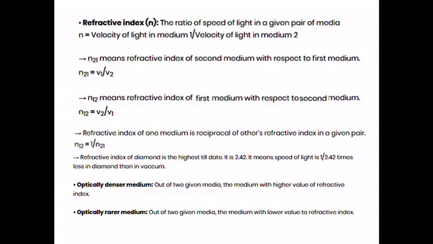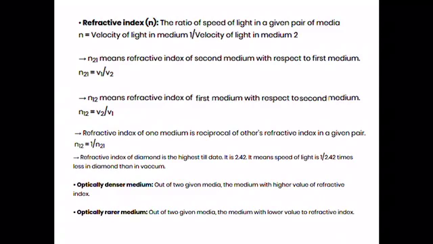We have two different mediums. One is denser, second is rarer. In denser medium, the speed of light is less. In rarer medium, the speed of light is more. The speed of light is less in denser medium, that means it has a higher value of refractive index, because if you see the formula of refractive index, the velocity and refractive index of a medium are inversely proportional to each other. More will be the refractive index, less will be the velocity of light.